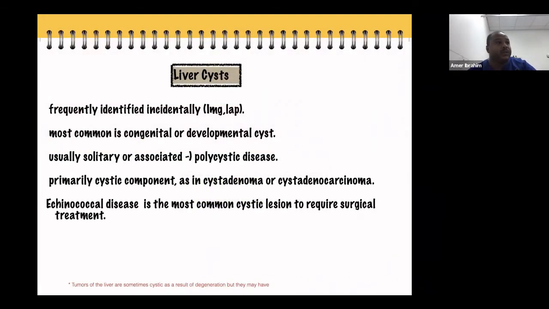A liver cyst is frequently identified incidentally, and in one of the series it's present in about 5% of all scans, and most commonly it is congenital. Usually it's solitary, but it could be polycystic. If it's polycystic, you have to make sure that it's not part of the polycystic disease related to the digestive system, mainly the kidneys and other areas of the digestive system. It is primarily a cystic component, so you just have to differentiate it from cystadenoma or cystadenocarcinoma.